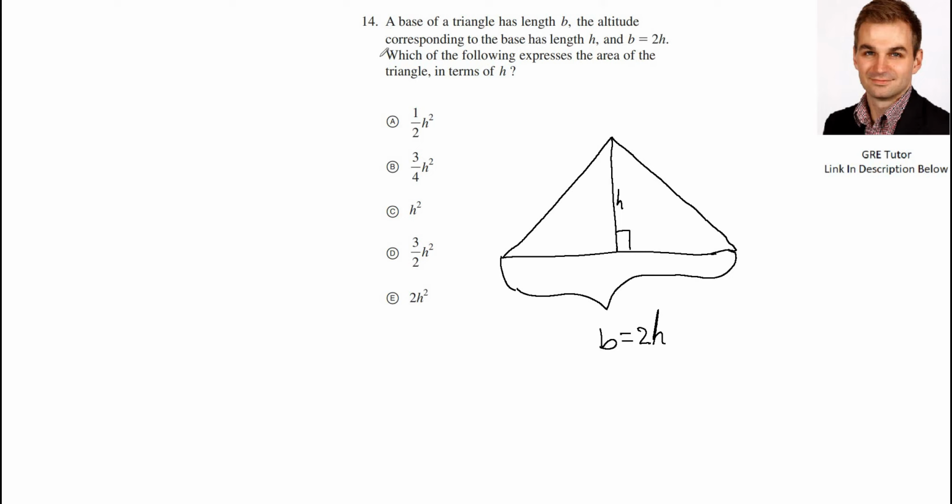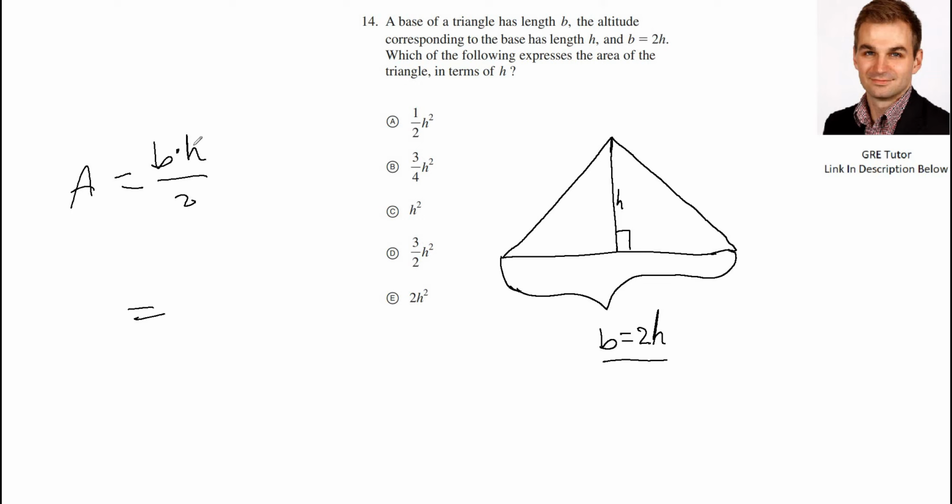Then they said, which of the following expresses the area of the triangle in terms of h? Alright, so this is going to be trying to test you on your knowledge of the area of a triangle. The formula for the area of a triangle is equal to base times height divided by 2. So the base is what they've given us right here, which is equal to b or 2h, and then the height is actually this altitude right here. So base times height divided by 2 is equal to area. So let's fill in our variables for what we're given in our picture.